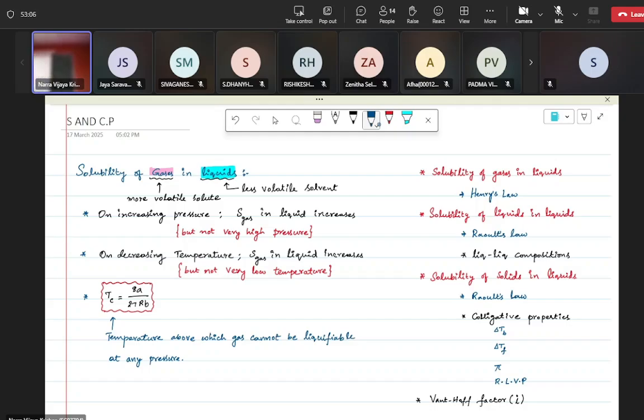Mathematically, you got that 8a by 27Rb from the Van der Waals equation, right? By applying a condition. What is the condition? We got the isotherm graph, right? After getting that graph, we have applied one principle, point of inflection. What is point of inflection? For a maths person, if you get any curve, what is point of inflection? What is maxima? For any curve, what is maxima?